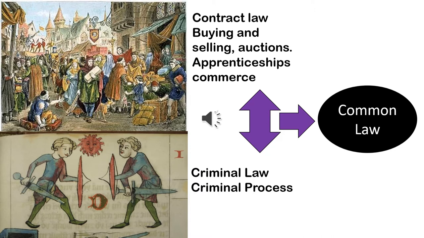This slide shows the position in the medieval period where the common law was established. It was very important in civil matters such as contract law, buying and selling, auctions, making apprenticeships, commerce, those sorts of things. In criminal matters, practices such as this one, which shows trial by combat, the criminal processes, and trial with a jury, all stemmed from the common law. And that is where the origins came from.